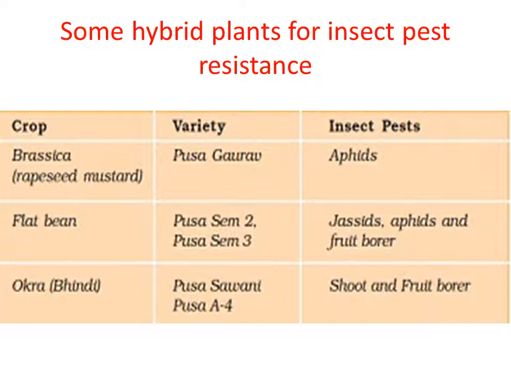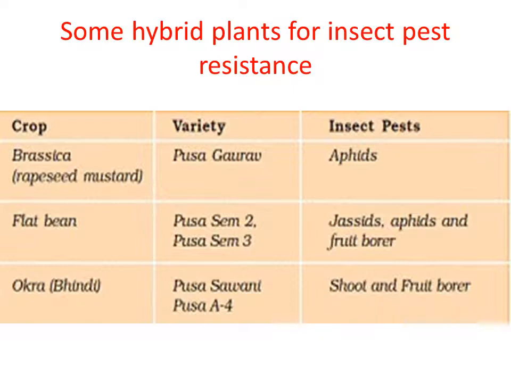Aphids are a kind of insects, small bugs, right? They feed on the plants by sucking sap. So they suck the sap from the plant, and by this the plant suffers from the deficiency of nutrition, so we get less yield. Clear? So in the brassica, by using plant breeding technique, they raised one improved variety that is showing resistance to aphids. The name of that variety is Pusa Gaurav, right?